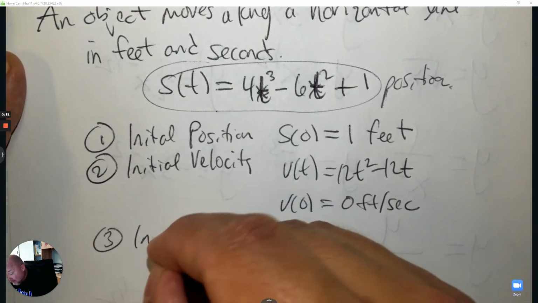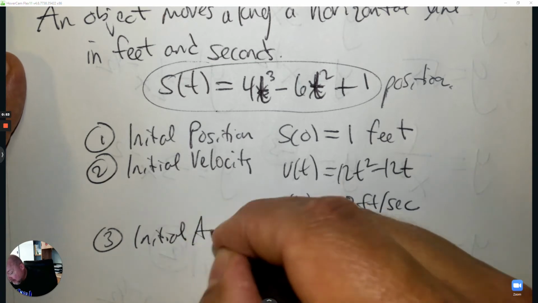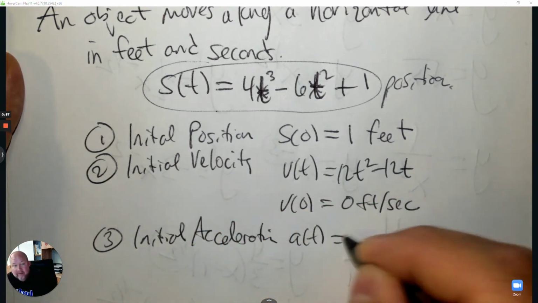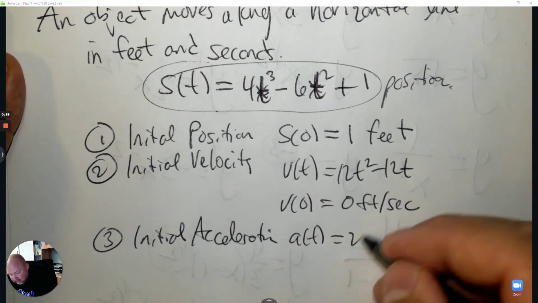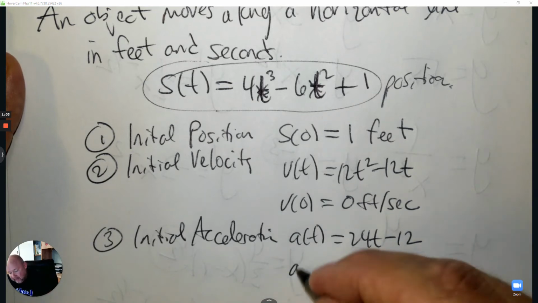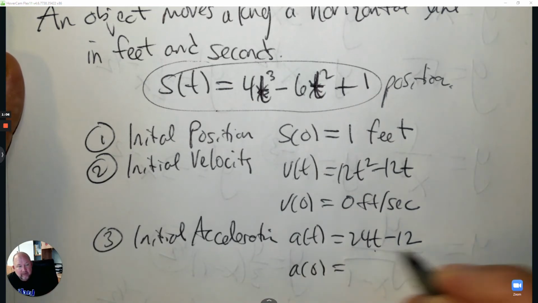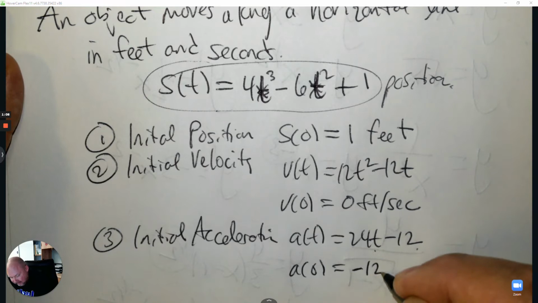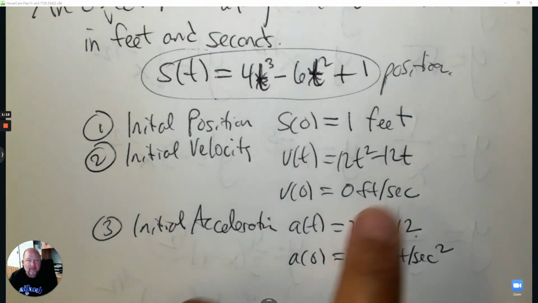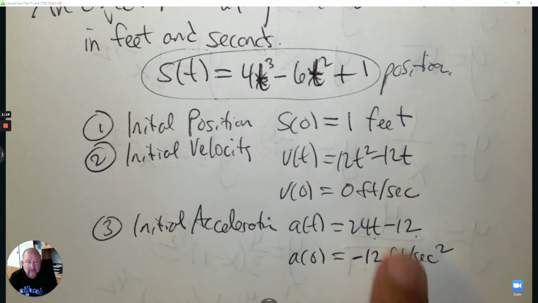If I ask for the initial acceleration, you would take the derivative of the velocity. So that's 24t minus 12. And the initial acceleration, you'd plug in 0, and you'd have negative 12, and it would be feet per second squared. So make sure you're comfortable with position, with velocity, and with acceleration, and the units and how to write it down.